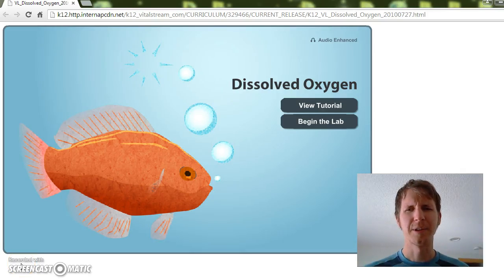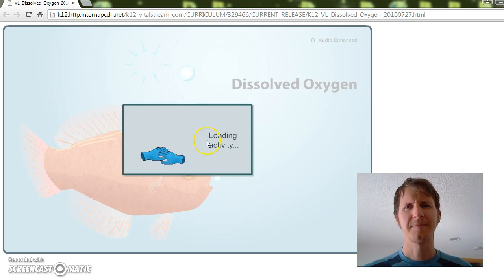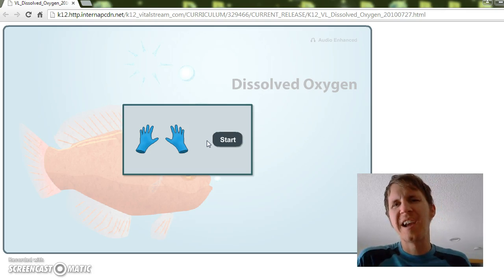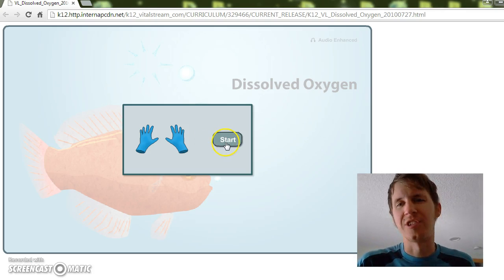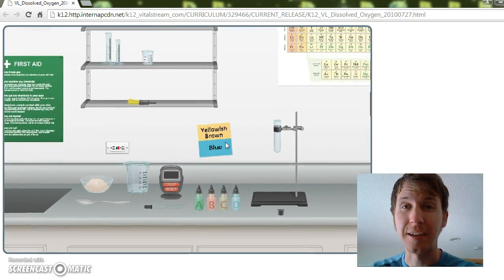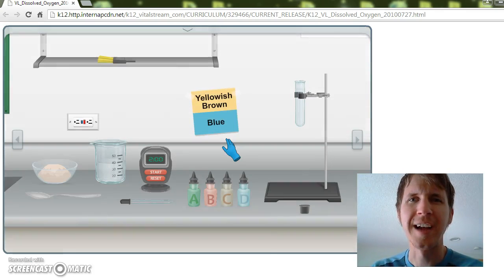Okay, hello. Welcome to the Dissolved Oxygen Laboratory assignment. The purpose of this lab is to see how the presence of certain types of microorganisms in water, like bacteria, affects how much oxygen is in the water. Oxygen is important for fish to survive in water. And so we'll then tie this into Minnesota.